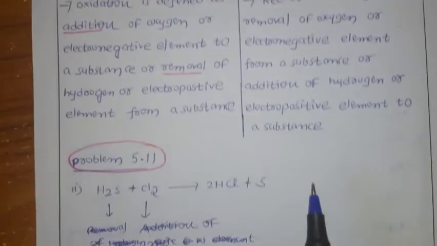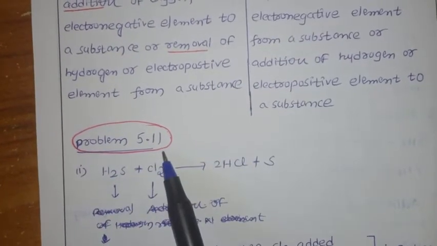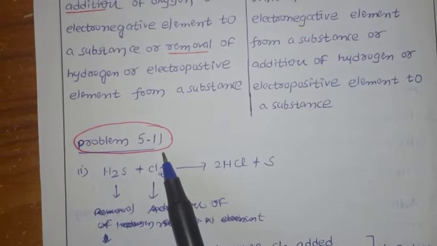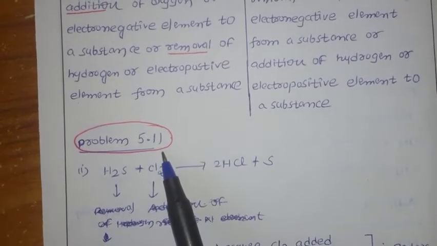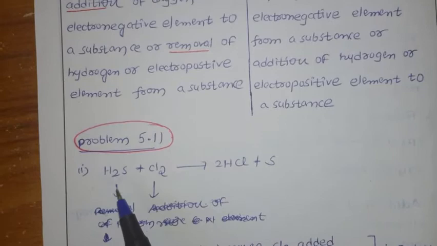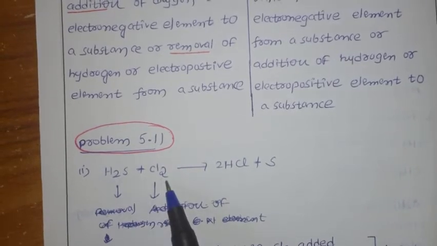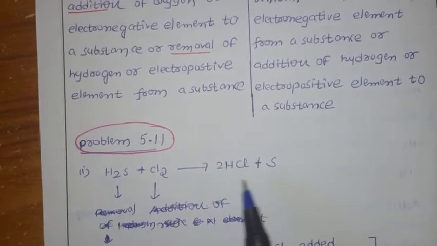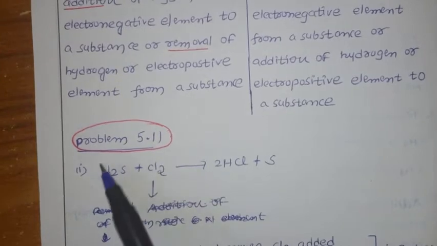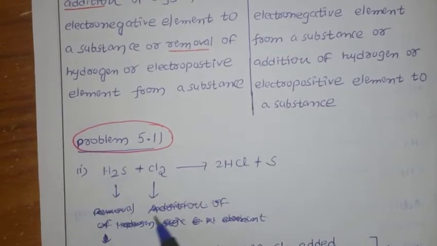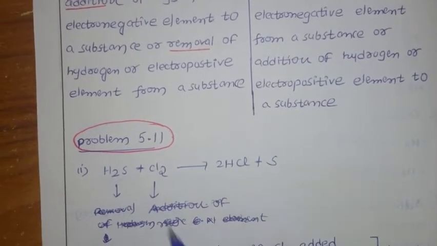Now here we have the problem number 5.11. In that you have to identify which species is going to oxidize and which is going to reduce. Now this is the first reaction. Hydrogen sulfide reacts with chlorine gas and gives rise to 2 moles of HCl plus sulfur. So in this reaction you have to identify which is going to oxidize and which is going to reduce.